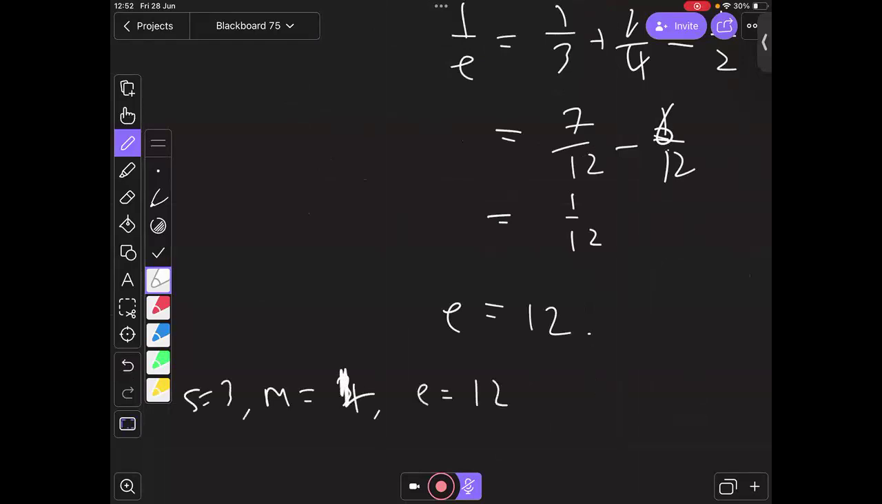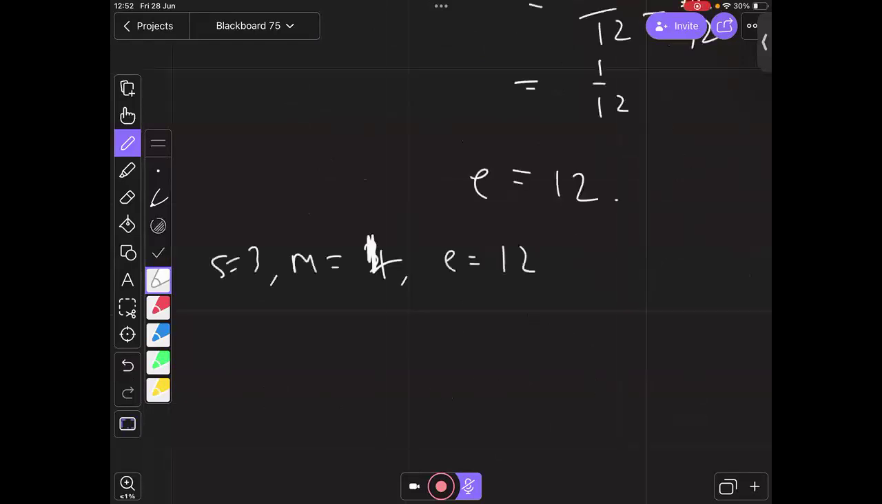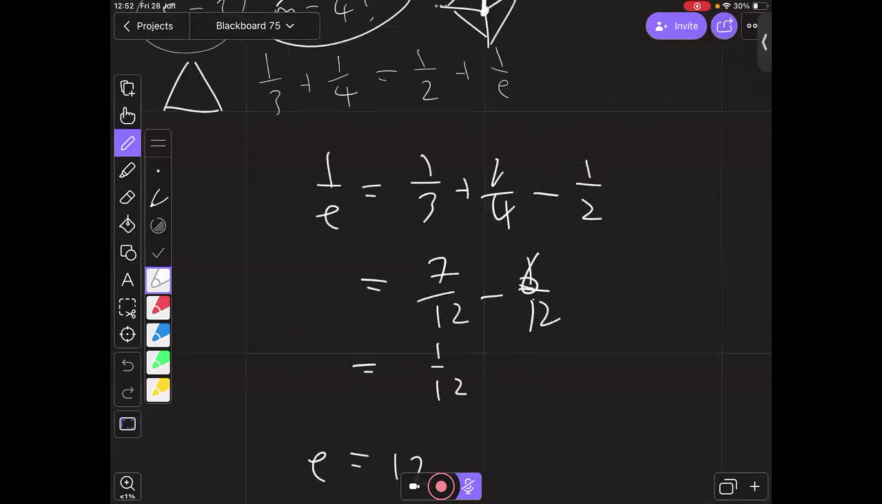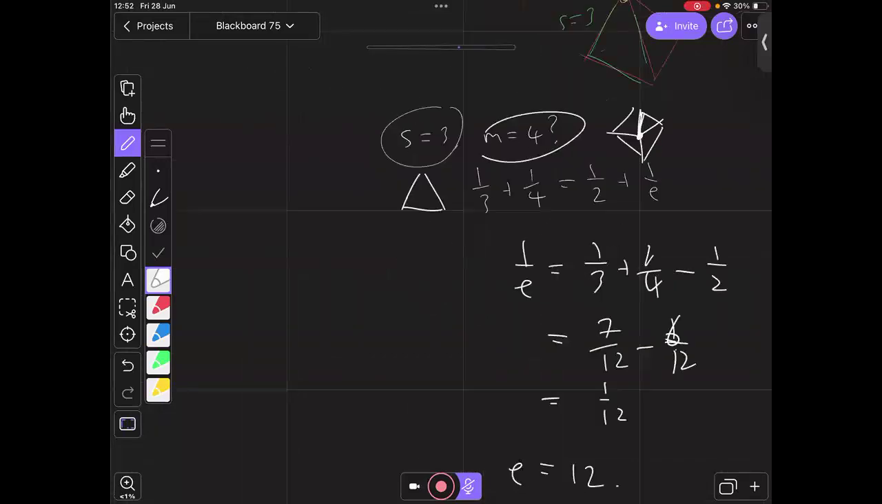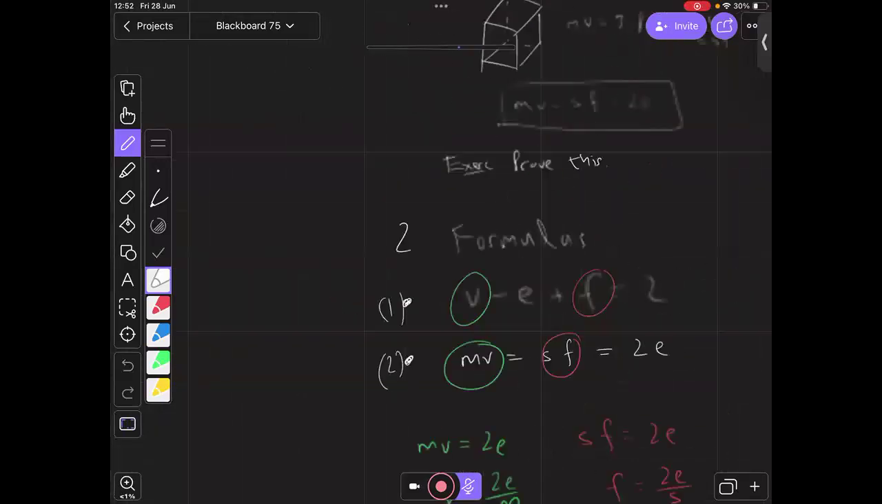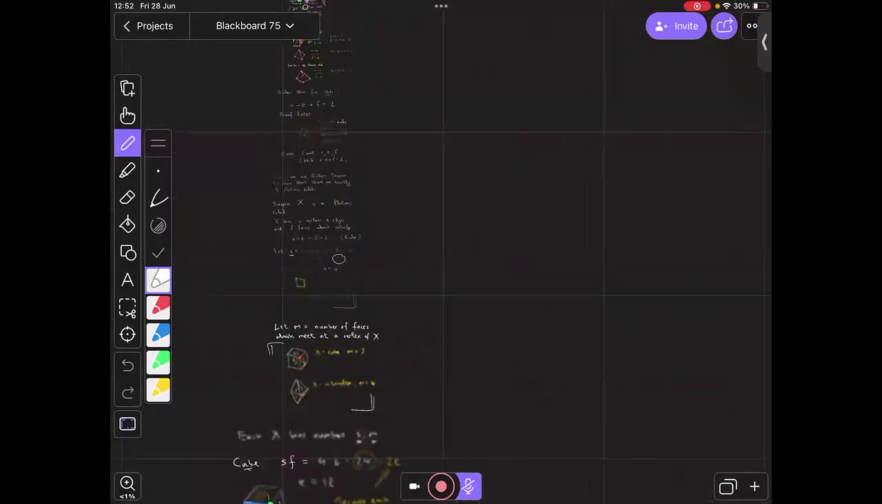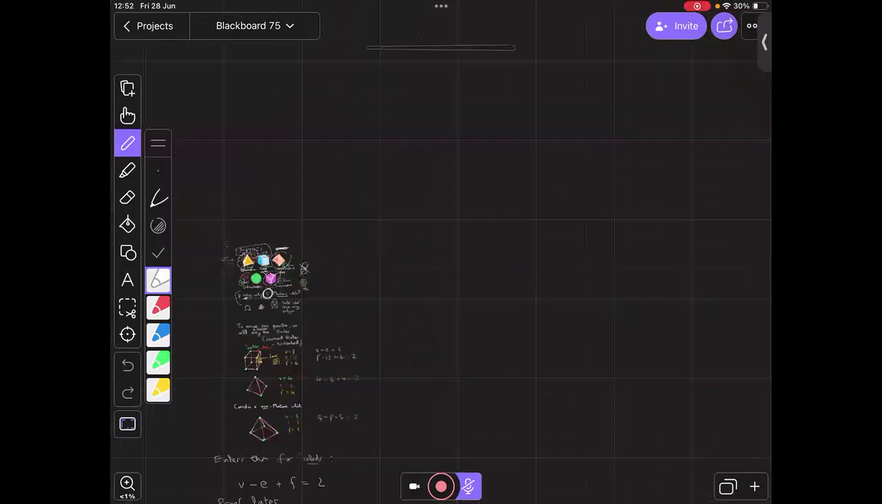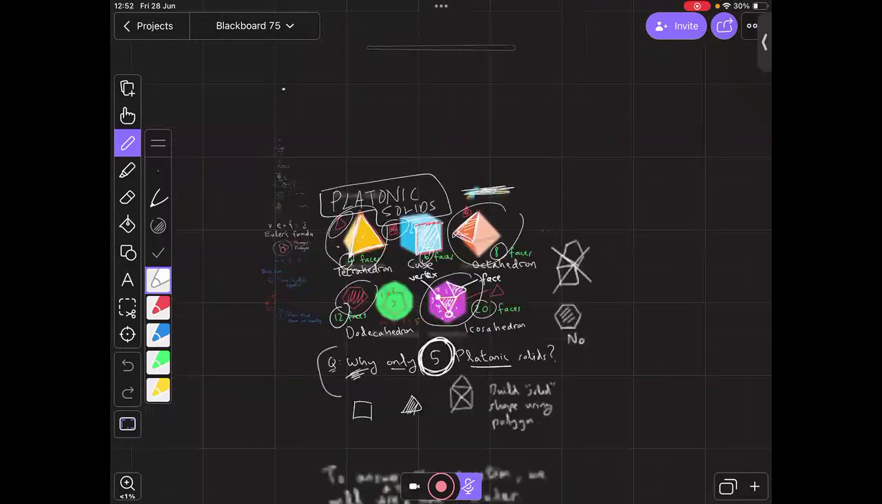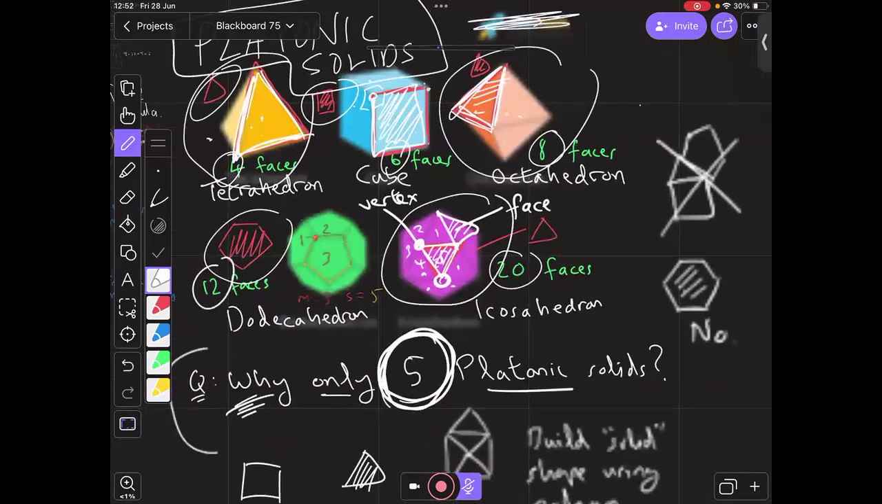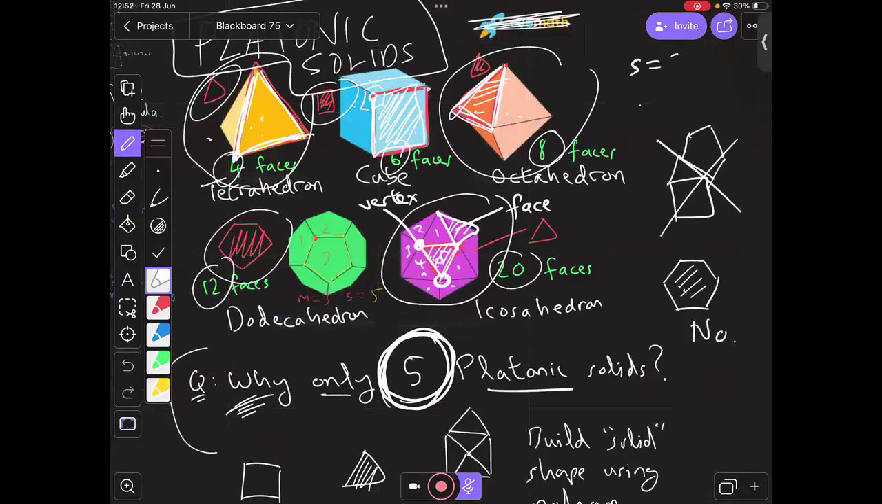Anyone want to tell me what shape that is? Do you want to go back to the top and we'll have a look? Go back up to the top, you can look at all the shapes, and you guys tell me which one that is. Remember, we're looking for s equals 3, m equals 4, e equals 12. Which one is that?